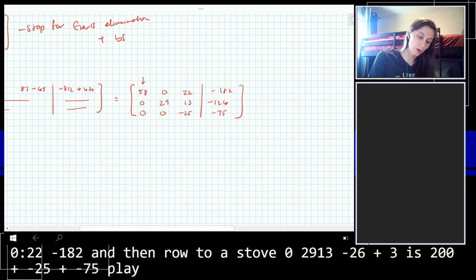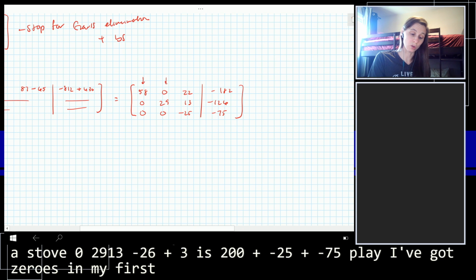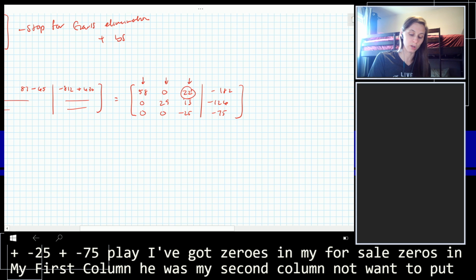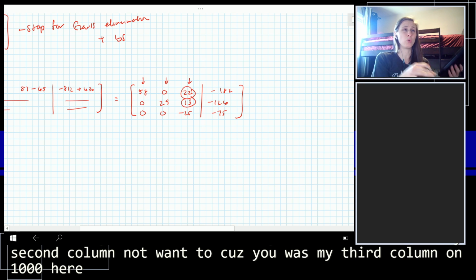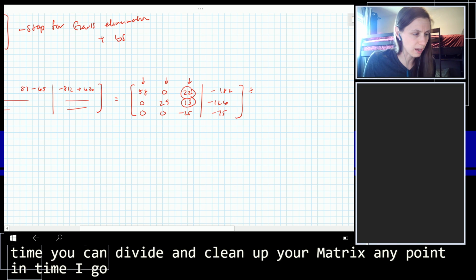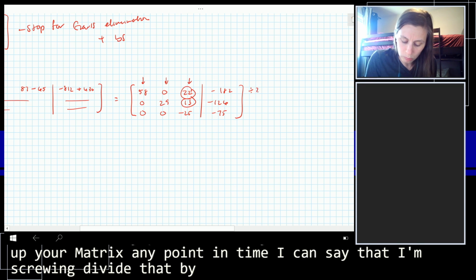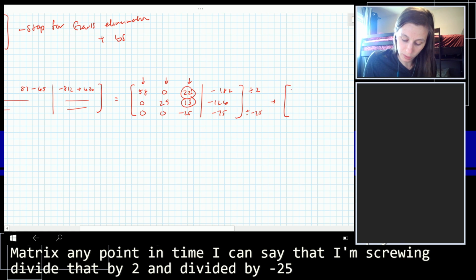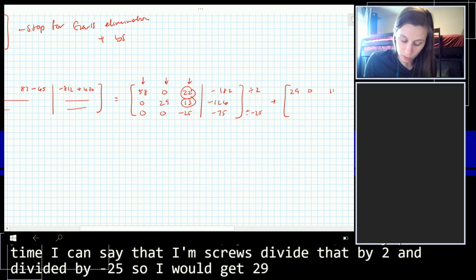So now I've got zeros in my first row, zeros in my first column, zeros in my second column. Now I want to put zeros in my third column. I want zero here, zero here. At any point in time, you can divide and clean up your matrix. So I'm just going to divide that by 2 and divide this by negative 25. So I would get 29, 0, 11, negative 91.